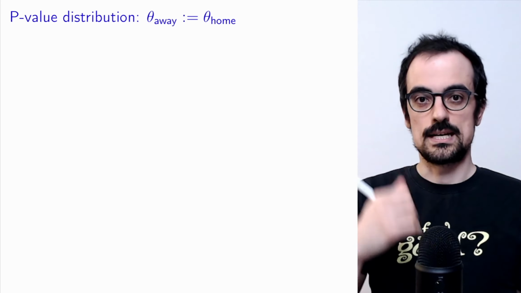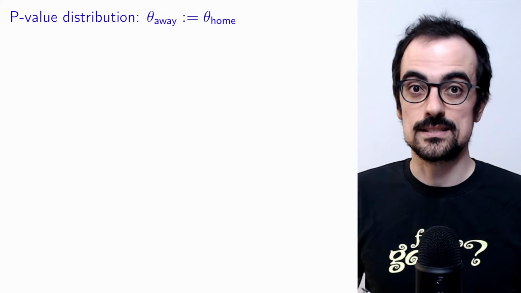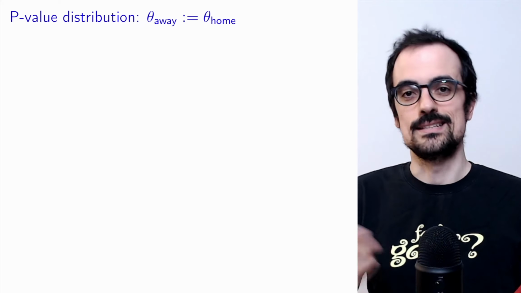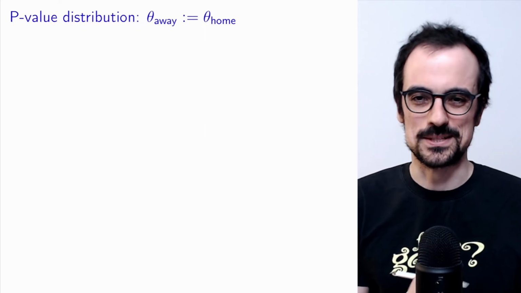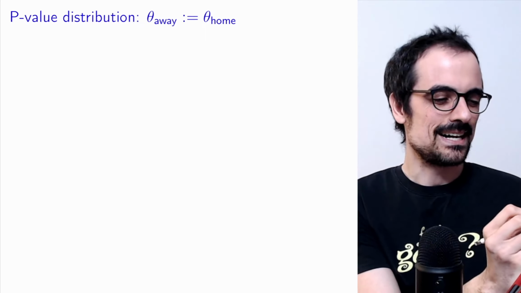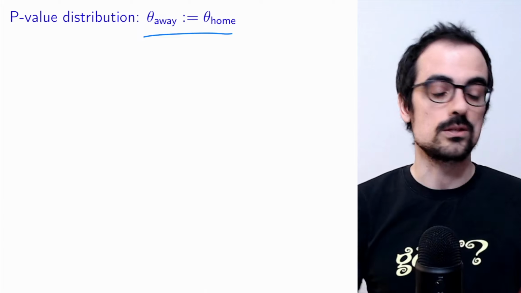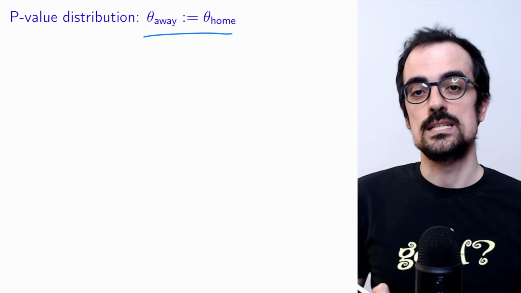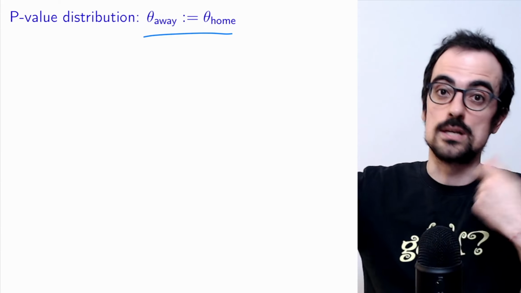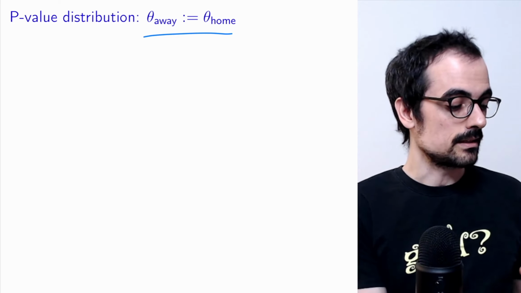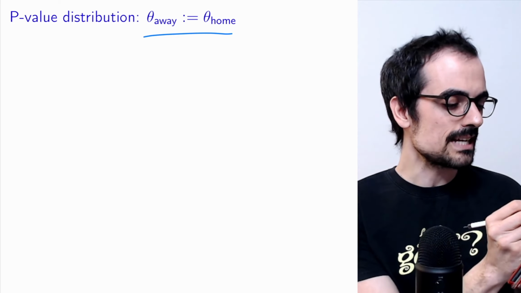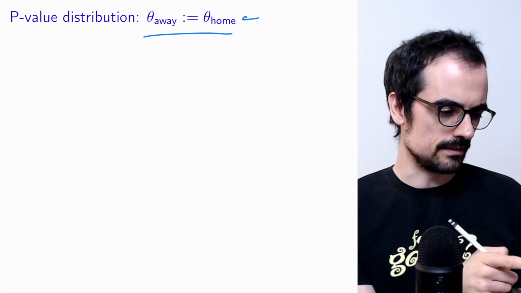Let's take a look at an example, the Giannis free throws example. What happens when the null hypothesis holds? Theta away is equal to theta home. Here, we're just going to simulate free throws, assuming that they're the same. And this value, remember, is fixed to 0.685.